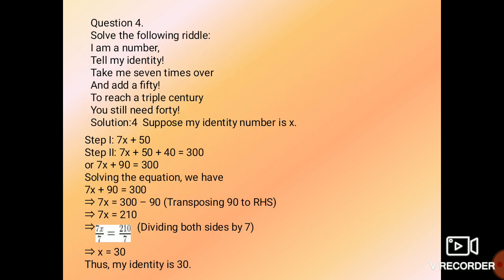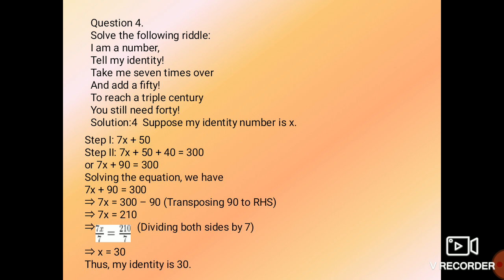Now let us discuss question number 4. Solve the following riddle. Right? I am a number. Tell my identity. Take me 7 times over and add a 50. To reach a triple century, you still need 40. So let us solve it. Suppose my identity number is x.